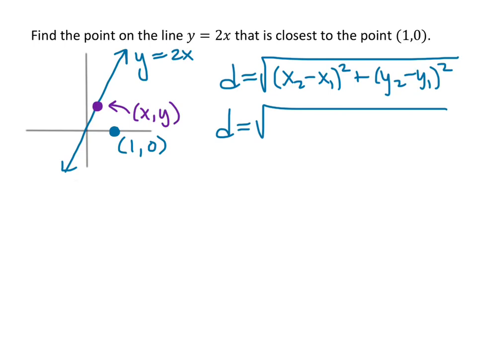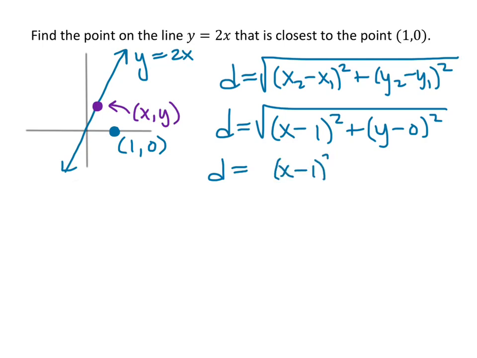Let's substitute the second x coordinate. If I pick that as the x from the purple point, then my first x coordinate is 1, squared, plus the second y coordinate, I'm going to pick y, minus the first y coordinate, 0, squared. And I'm going to rewrite this as (x minus 1) squared plus y squared, all to the 1/2 power, since the square root is represented by the 1/2 power.